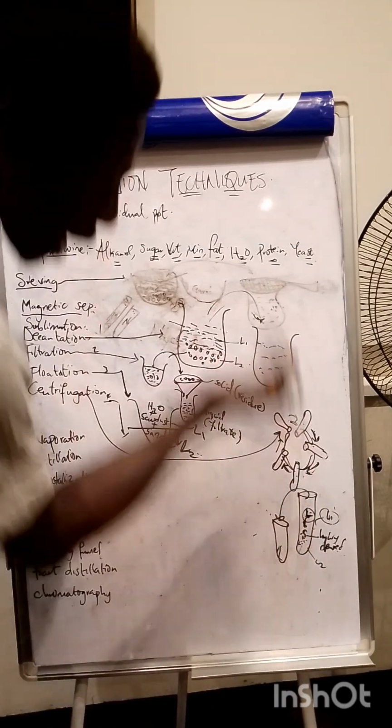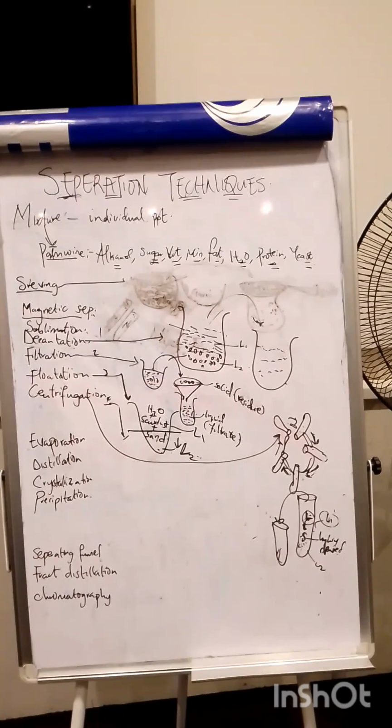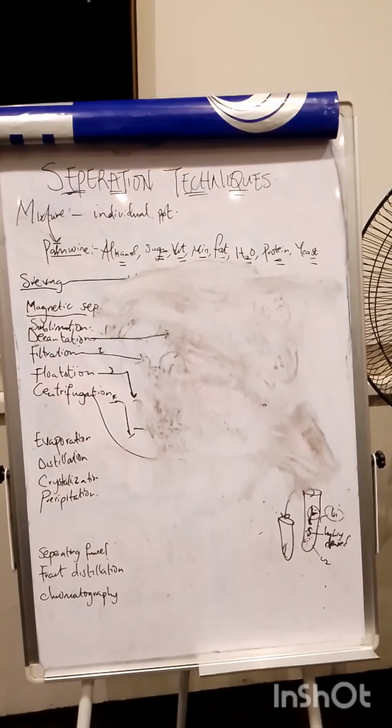Very easy. That's centrifugation. This one is employed in our hospitals when you are trying to separate the blood from the plasma. So we make use of centrifugation. So the next on the list is evaporation.